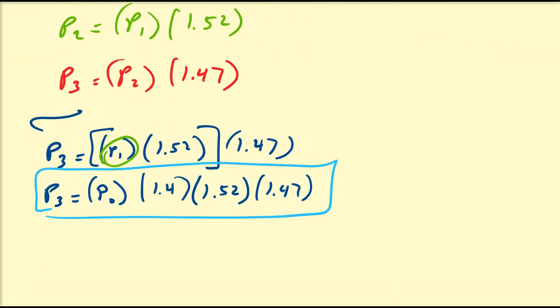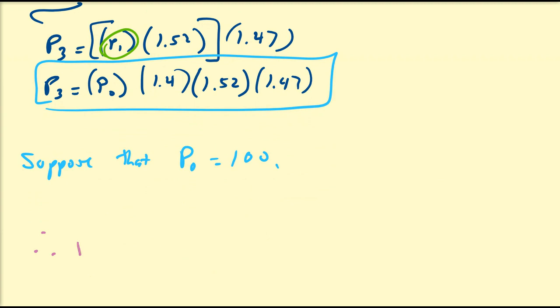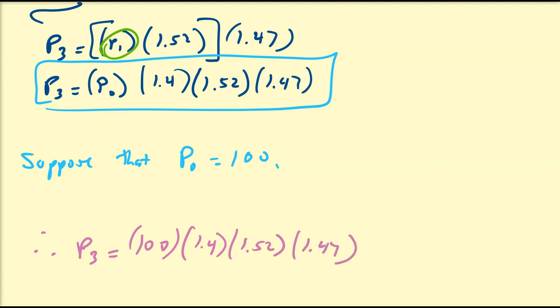So this is going to be the result. Let's suppose that P0 is 100, the number of bacteria, I guess you could call it. So P3, the population after 3 hours, is going to be equal to 100 times 1.4 times 1.52 times 1.47. And you can find that this is equal to 312.816. I guess you could round that to, say, 313 if you want.